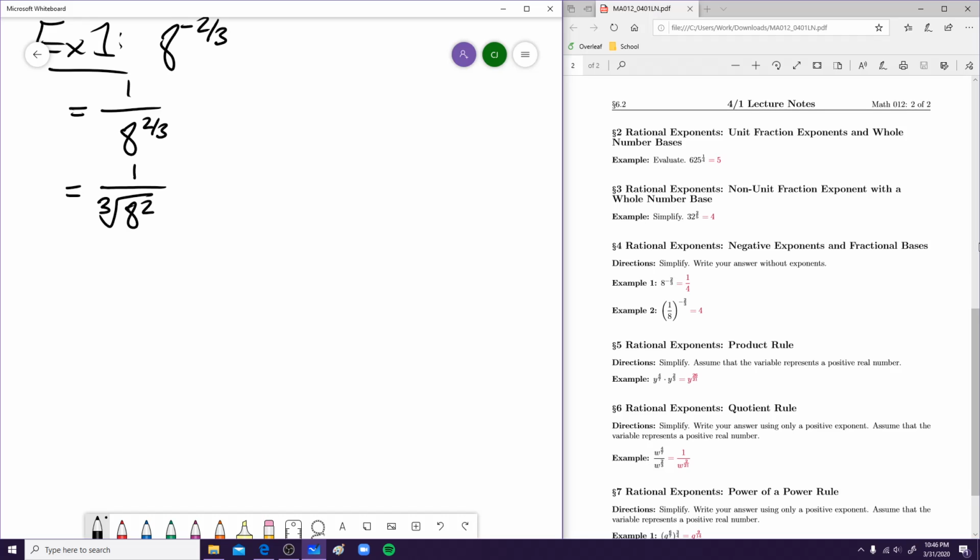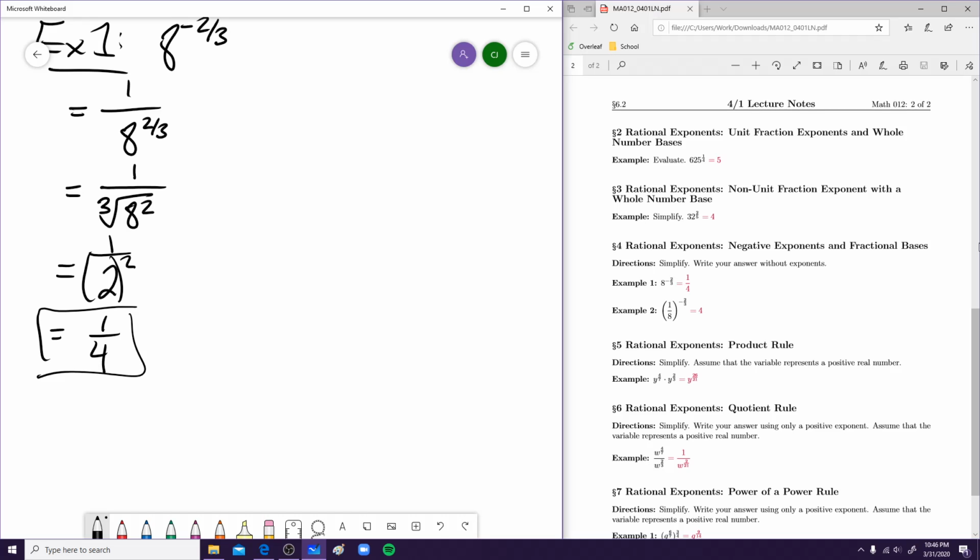The first way, I'm going to take the cube root of 8. If I take the cube root of 8, I'm asking myself what cubed is equal to 8, and we get 2, because 2 cubed is 8. And this is squared. Oops, can't forget the 1 over. And then 2 squared is 4, so we get 1 over 4. So this is our answer.